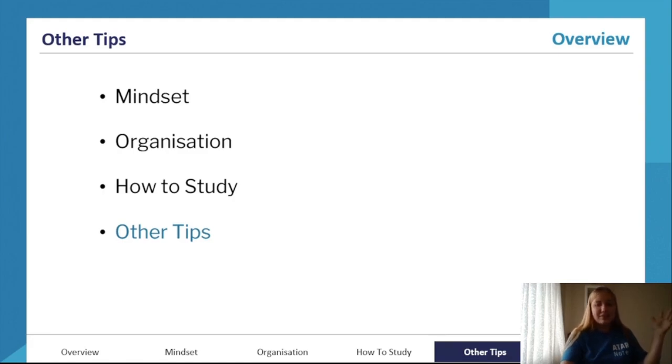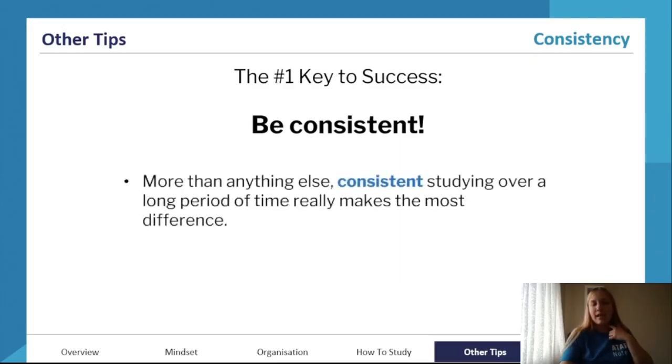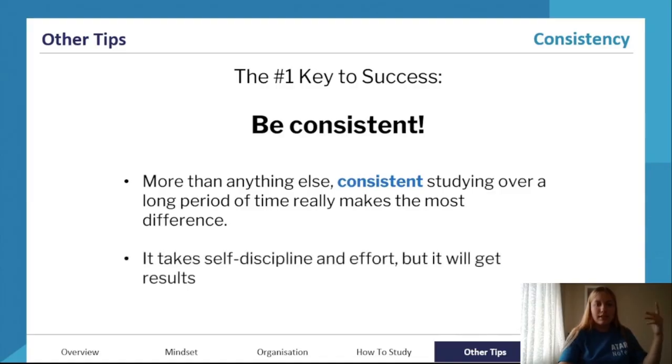And the last section of this bit before we move into ATAR and scaling, we're going to talk about some other tips that I have for you guys for studying. Number one key to success is being consistent. I know I've mentioned this already a few times, but more than anything else, consistent studying over a long period of time will really make the most difference for any student. And it takes self-discipline and effort, but it will get results. And having these qualities is very valuable and will help you for the rest of your life. So if anything, take that as your biggest motivation.